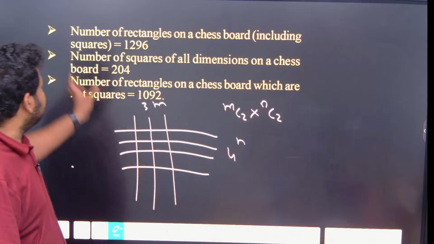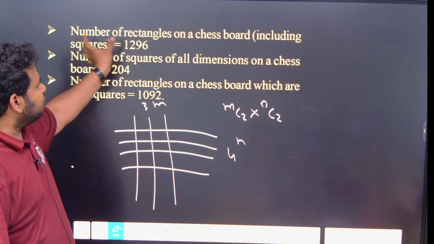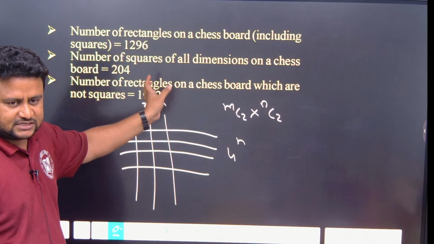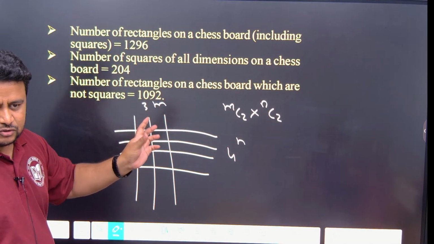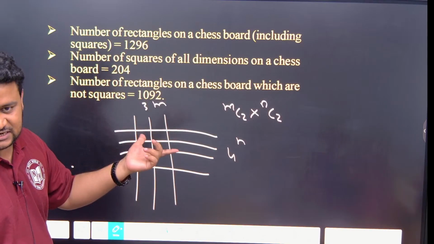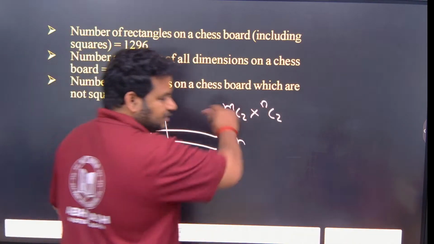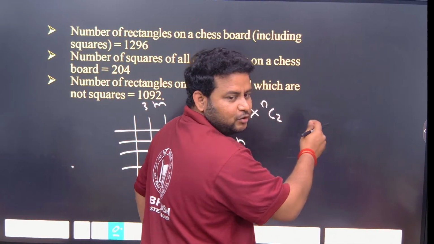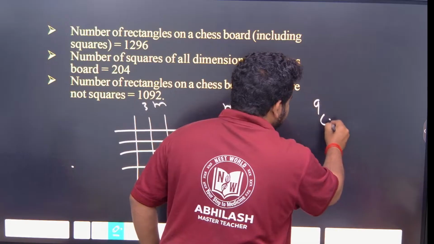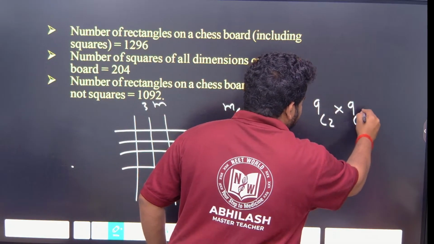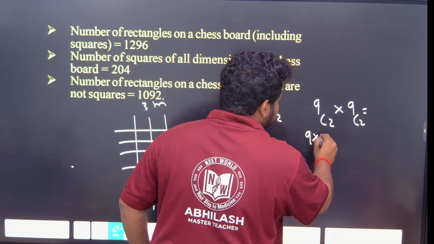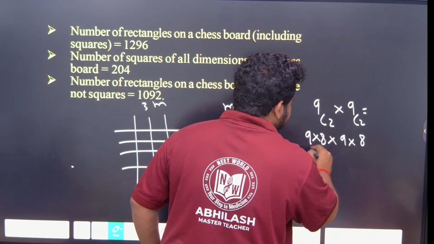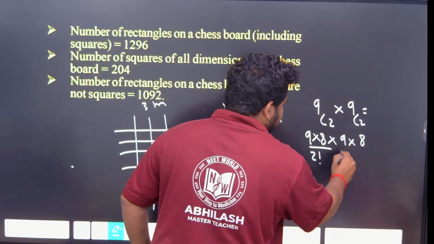nC2. Now if you talk about a chessboard, the number of rectangles including squares: in a chessboard 8 into 8 is there. To make 8 boxes, definitely 9 lines are required, 9 lines like this, 9 lines like this. To make a single line we need how many points? 2 points. So 9C2 into 9C2 will give you 9 into 8 by 2 factorial, whole squared.